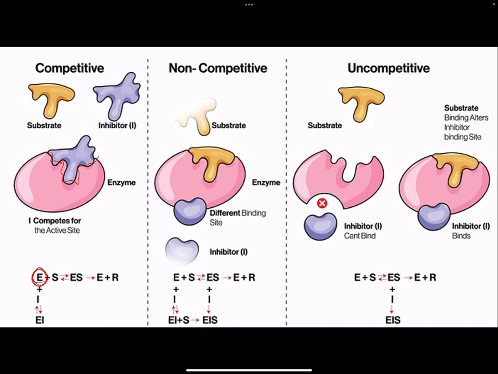Non-competitive, it doesn't matter. The inhibitor can bind somewhere else other than the active site, an allosteric site. It binds anywhere else. And it doesn't matter if the substrate's bound or not bound. That has no bearing. So it can bind to the unbound enzyme or the enzyme substrate complex, so when it is bound.